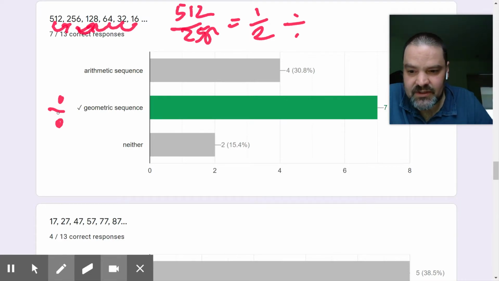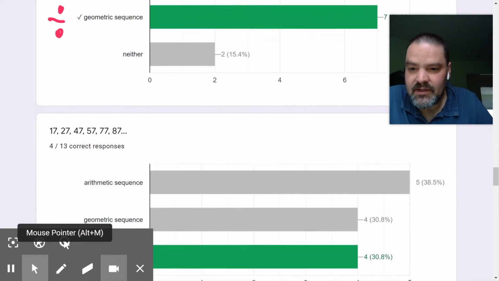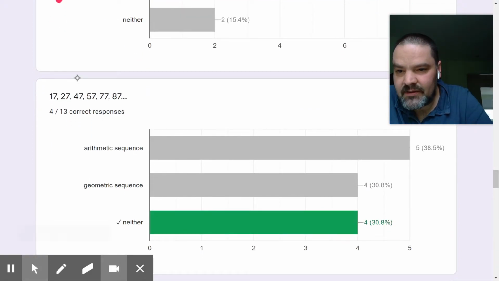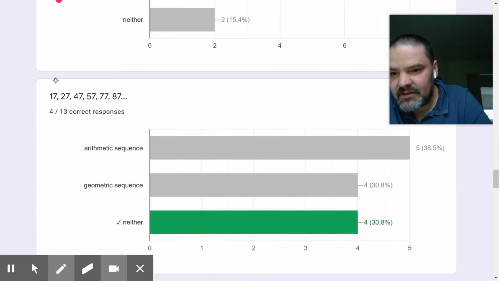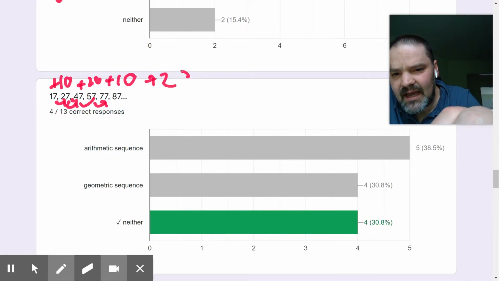The next one is actually neither, and this kind of fooled a lot of people. Because, let's look at this. So first, it looks like arithmetic, right? Because here you add 10. Then later you add 20. So 17 plus 10 is 27, plus 20 is 47. Then it goes plus 10 again. Okay. Then it goes plus 20. So it's this kind of back and forth adding pattern.